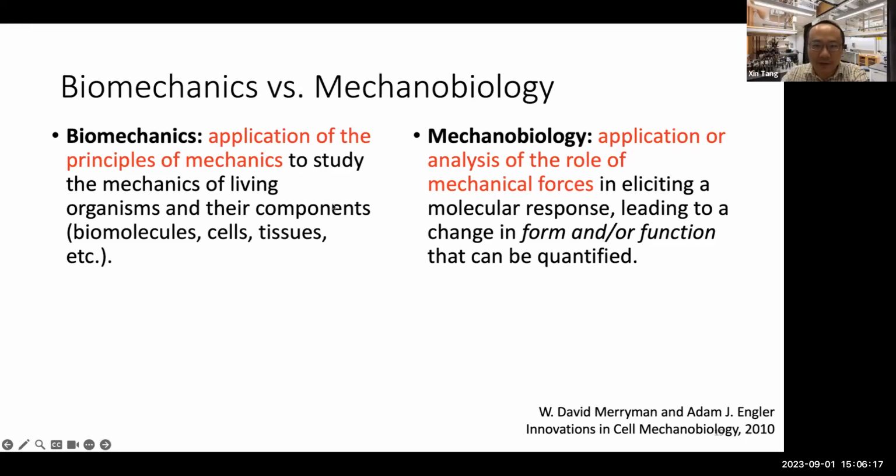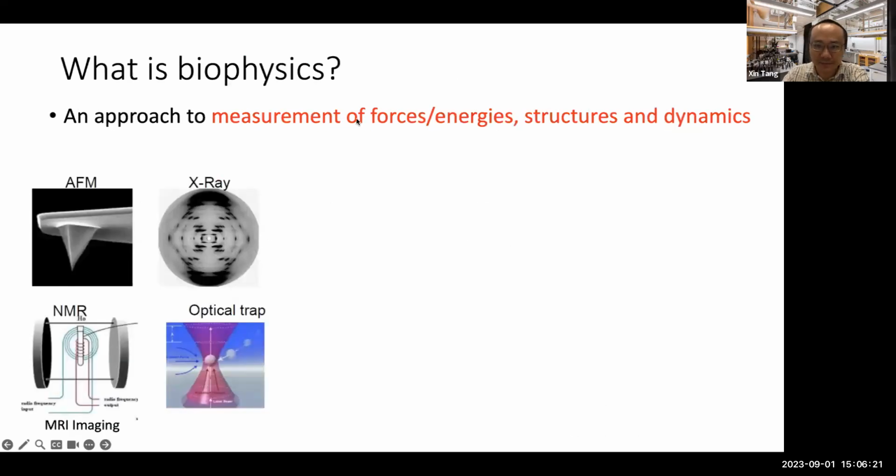So now let's go back to look at biophysics. Let me move this away for now. Okay. So biophysics is using physics theory and physics tools to study biology.